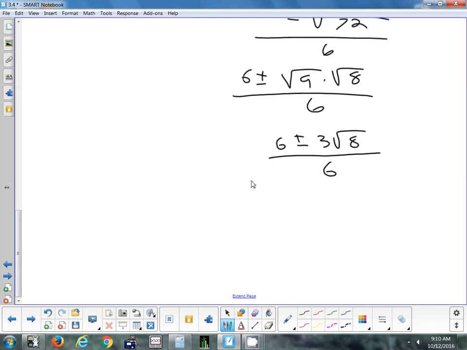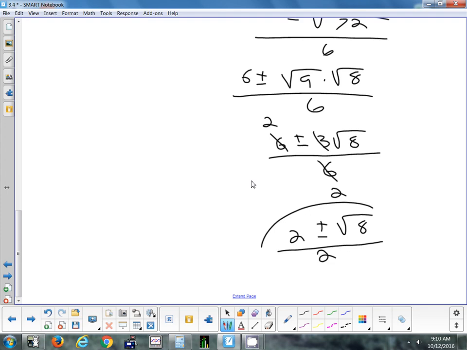But what can I reduce everything by? 3. Becomes 2, 2, and that's gone. So you should get 2 plus or minus root 8 over 2. Those are the other two roots, and these are irrational.